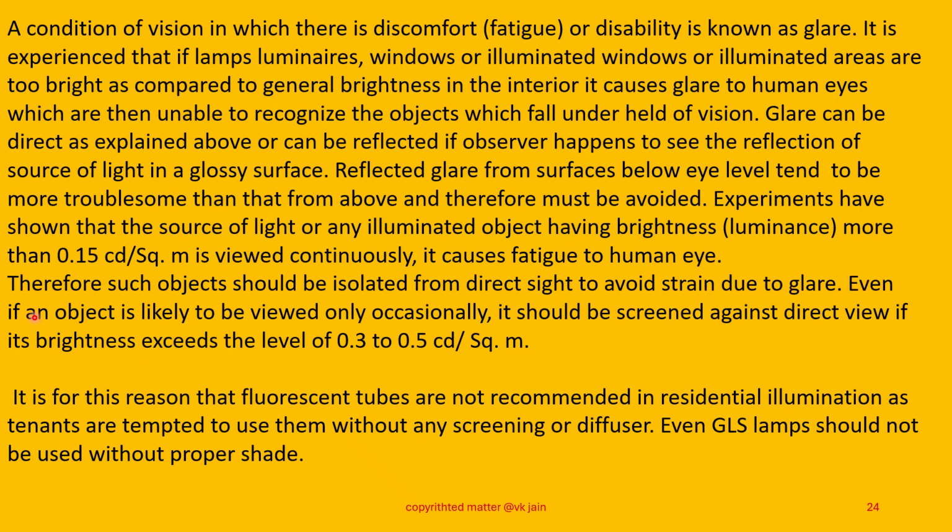Even if an object is likely to be viewed only occasionally, it should be screened against direct view if its brightness exceeds the level of 0.3 to 0.5 candela per square meter. It is for this reason that fluorescent tubes are not recommended in residential illumination, as tenants are tempted to use them without any screening or diffuser. Even GLS lamps should not be used without proper shade.